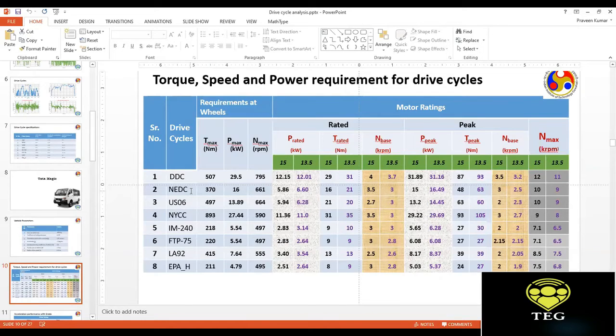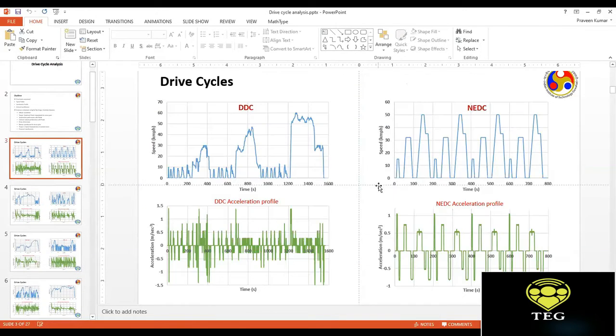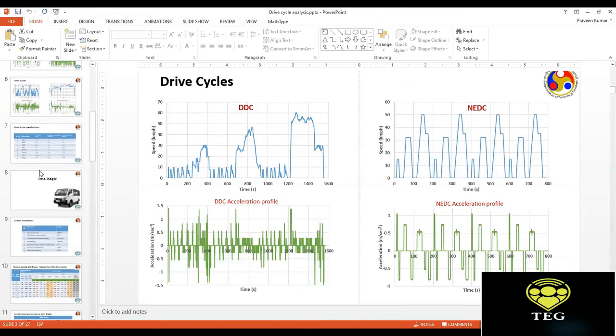For example, for the European drive cycle NEDC, the torque demand is hardly 370 Newton meter. So that means if we have a vehicle like Tata Magic and it's moving in European traffic, then the maximum torque demand would be hardly 370 Newton meter, and the European drive cycle or the NEDC is shown here in the figure. So this becomes a kind of benchmark to expect what happens once we start to do the drive cycle analysis for a given vehicle.